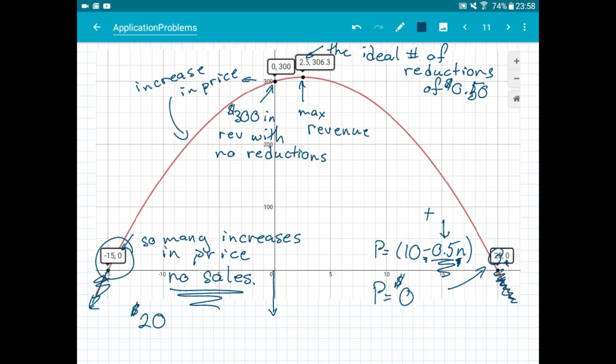So hopefully that helps you out with some of these problems. This is a prototypical question. You have to create the equation yourself, and you have to interpret what the equation is telling you. And the key math here is to use the quadratic formula to solve when you're looking for the number of increases or decreases, and you're going to complete the square to look for the max.